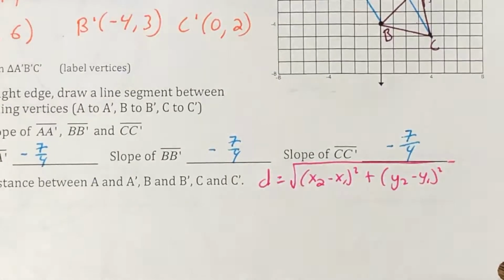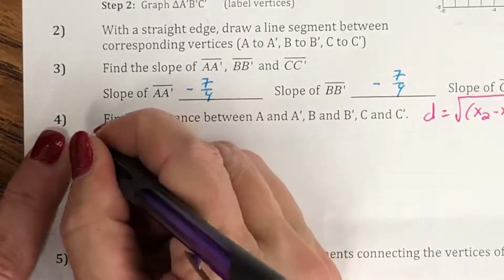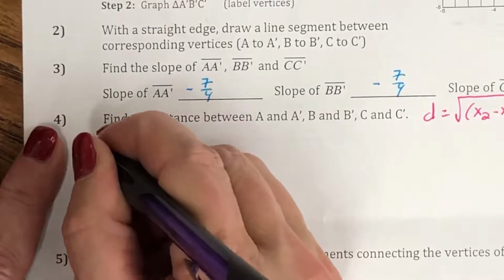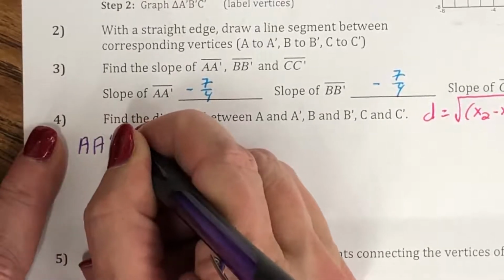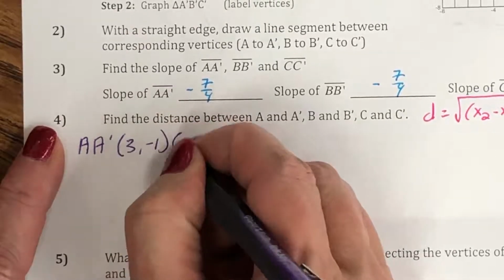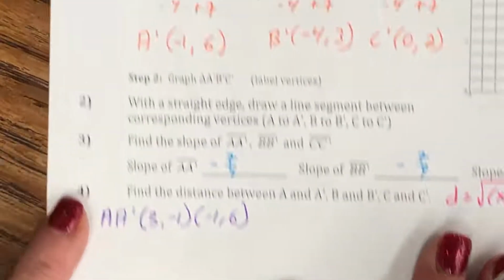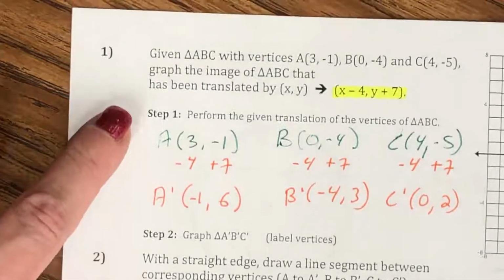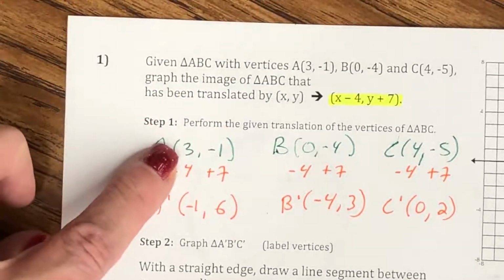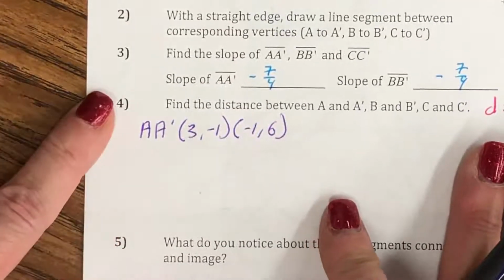So our first one is going to be between A and A prime. So we're going to find the distance between A and A prime. A is 3 comma negative 1. A prime is negative 1, 6. And I just got that from up here because I knew what A was, and then once I did my translation, I know what A prime is. So I just brought it down. And now we're going to plug that in.